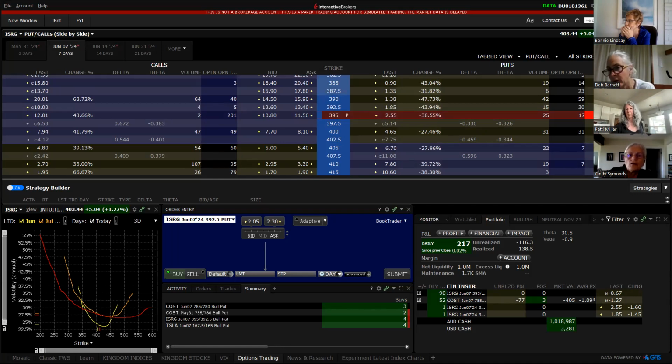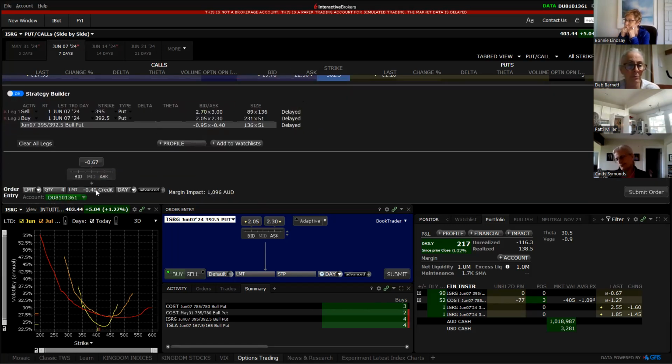I go over one and up one, so that I'm going from 395 to 392.5, which is $2.50. But this is saying 230. So 270 is my bid and 230 is my ask. 270 minus 230, the difference between those two is 40 cents. So back in my strategy builder, that's what I'm going to put in my credit, 40 cents. Now it worked out that this one was 40 cents, but when we did it 10 minutes ago, it was 45 cents.